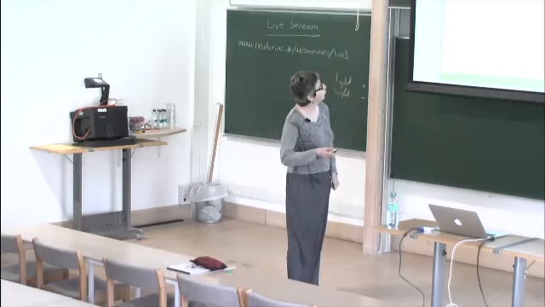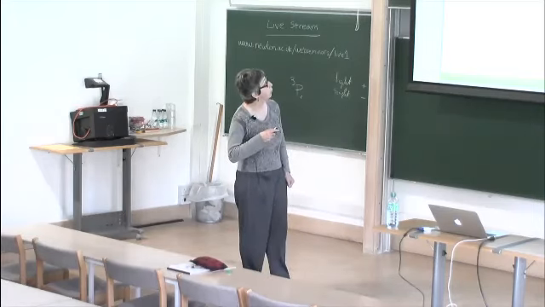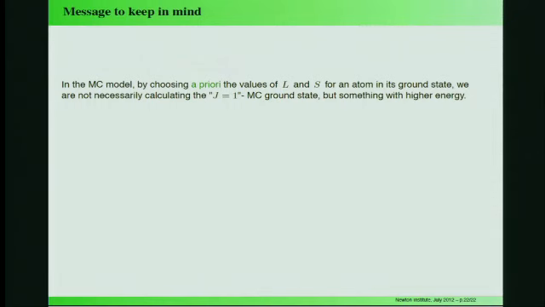So the message that we have to keep in mind is that in the multi-configuration model, if you choose a priori the values of L and S for an atom in its ground state, then you are not necessarily computing the ground state in the J equal to 1 sector. Okay? You are not doing that because, by mixing, you can get a lower energy. So this is the first message. The only reason for this phenomenon is the nonlinearity of the model, of course.